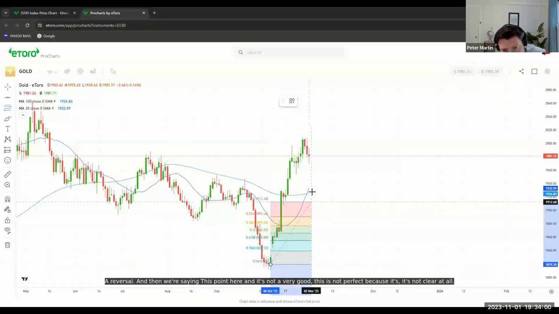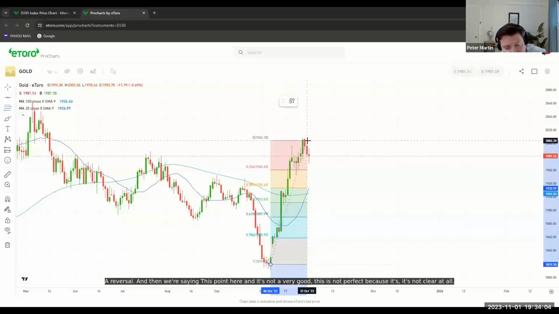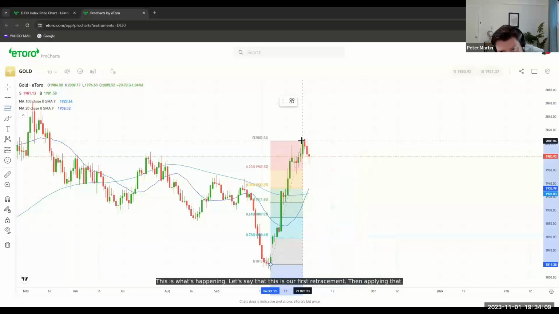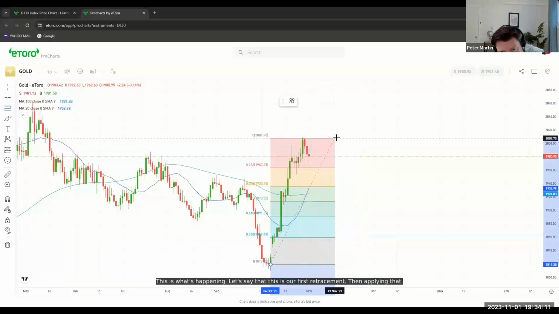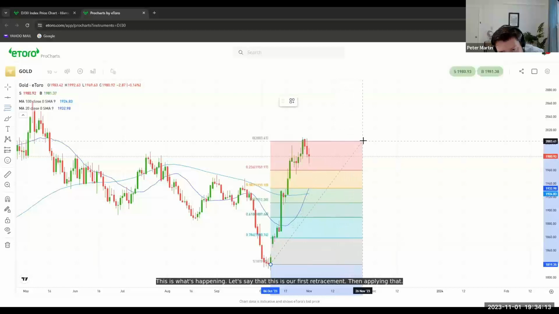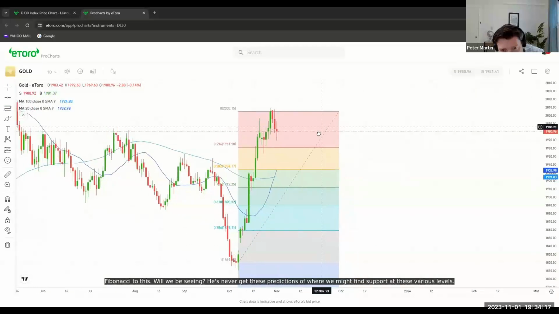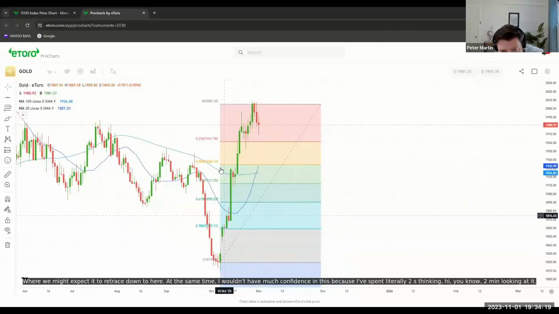And then we're saying this point here, and this is not perfect because it's not clear at all that this is what's happening. But let's say that this is our first retracement. Then applying the Fibonacci to this, what we'd be seeing is that we get these predictions of where we might find support at these various levels, and where we might expect it to retrace down to here.